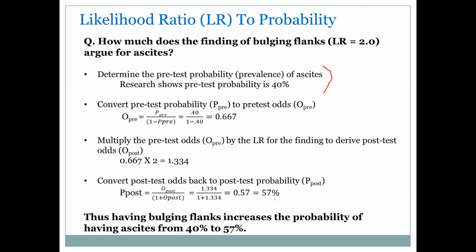We get 57%. Thus, having bulging flanks increases the probability of having ascites from 40%, which is known in the population, to 57%. So if you could diagnose them with bulging flanks, you're probably going to increase the probability of having it from this to this. Much nicer, okay?